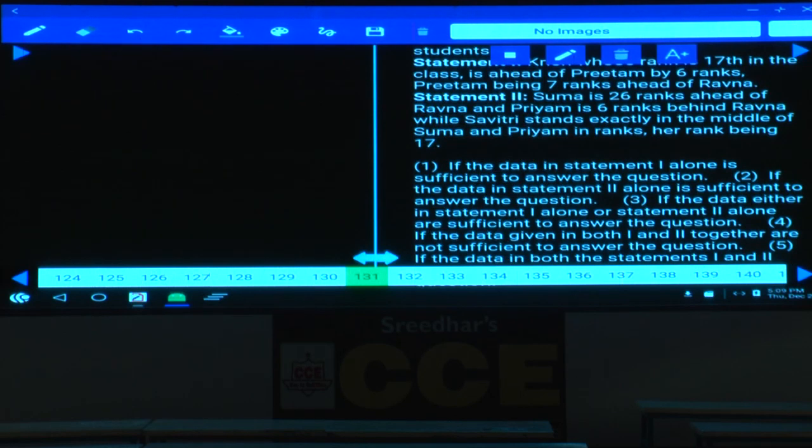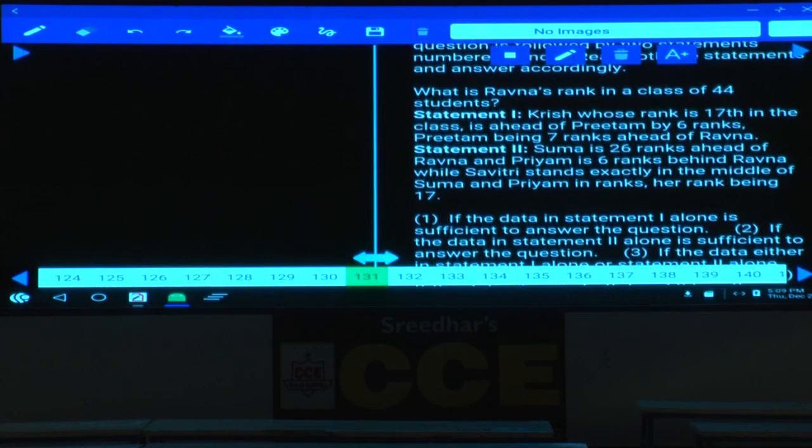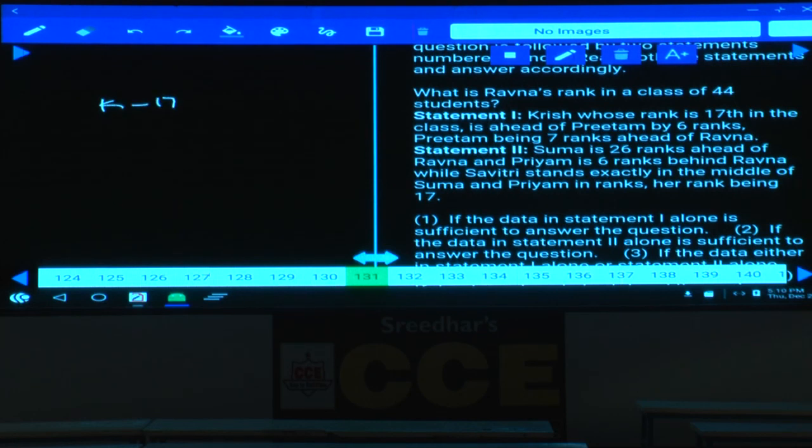Now in this data sufficiency, what is the information here? What is Ravana's rank in a class of 44 students? There are 44 students. Among these 44 students, what is the rank of Ravana? Condition number 1: Krish, whose rank is 17th in the class, is ahead of Preetham by 6 ranks. What is the rank of Preetham here? Preetham is 23rd rank, isn't it?